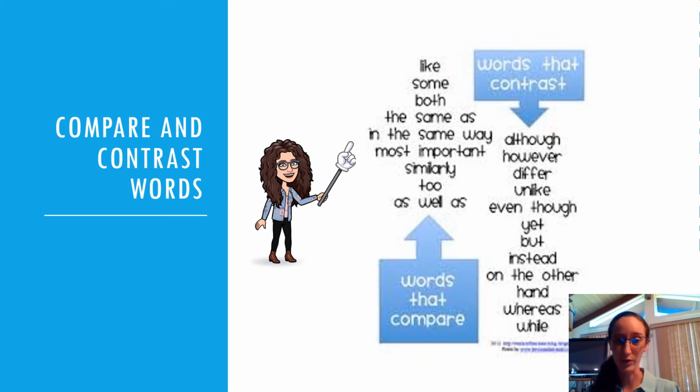So, for example, I could say both Satyavan and Savitri and Persephone and Hades are married. That's a statement that compares the two of them. However, Satyavan and Savitri are in love and Persephone and Hades are not. So that's a sentence that tells you that they contrast. And I used both. And I used however, okay?